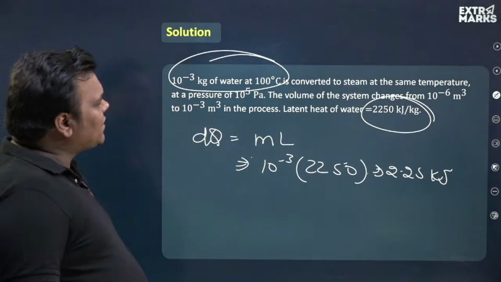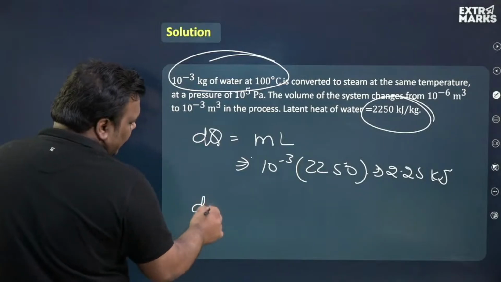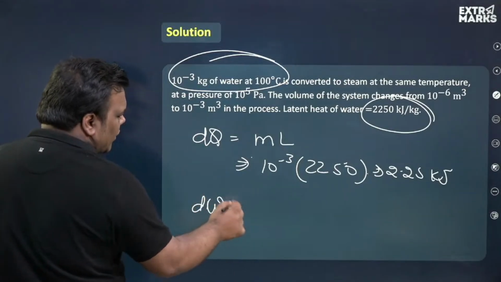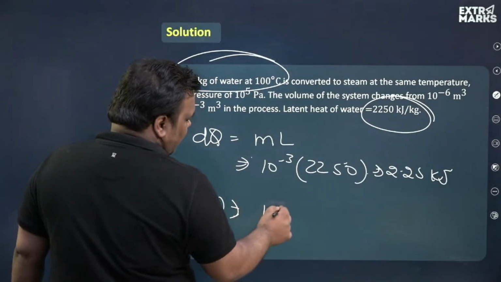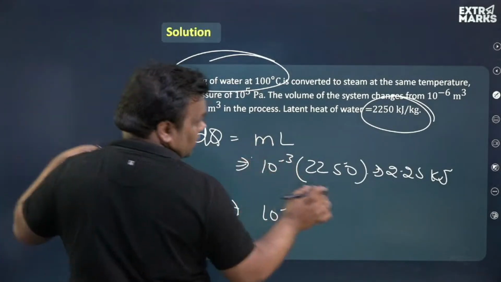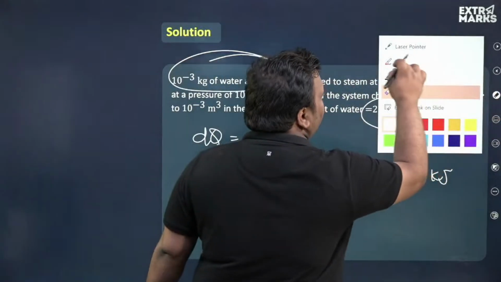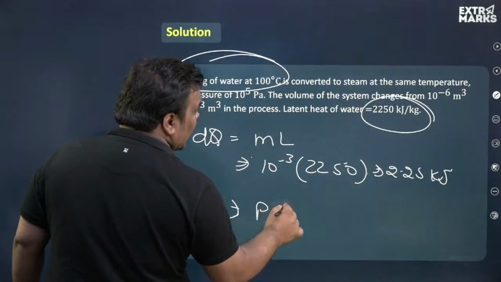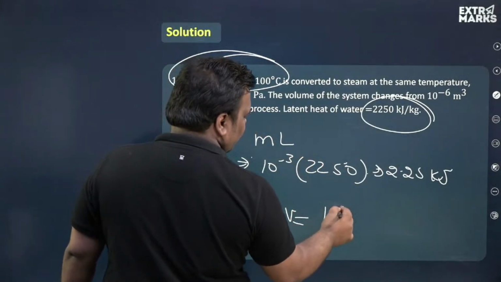Volume of the system changes from 10 to the power minus 6 to 10 to the power minus 3. What is the dW? I am talking about magnitude right now, only. dW is P delta V, na? P delta V. Pressure is almost constant, which is 10 to the power 5.